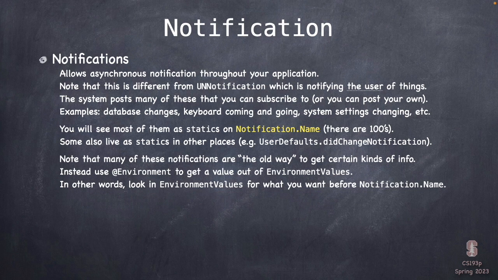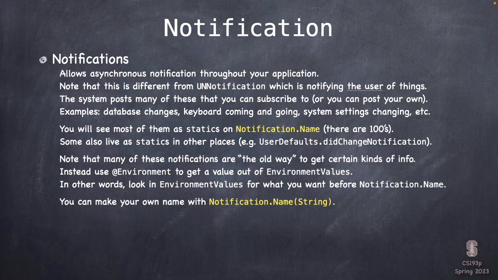So notifications is old world stuff. That's why I'm barely even wanting to show you. If I didn't have to do it for this user defaults thing for palettes, I wouldn't even show this to you. But go to environment values first to try and find what you want. And then if you really feel like you need to, you can start looking in notification.name and see if you can find some other notification that does what you want. And of course, you can make your own notifications and post your own notifications. So you can use the notification system to talk to other parts of your own code. But we rarely do that.